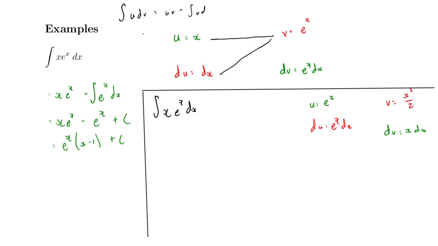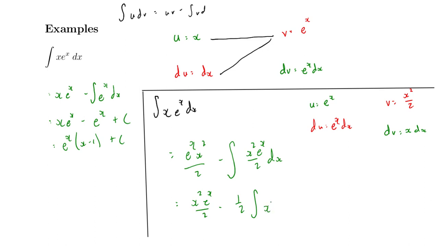Now we'll go ahead and put things into this formula. uv is e to the x times x squared over 2, minus our integral of v du. And that's x squared e to the x over 2 dx. And what you'll notice is that even if we factor some stuff, pull out that coefficient, we end up with an x squared e to the x dx. And you'll notice what we changed was our exponent on x got bigger.